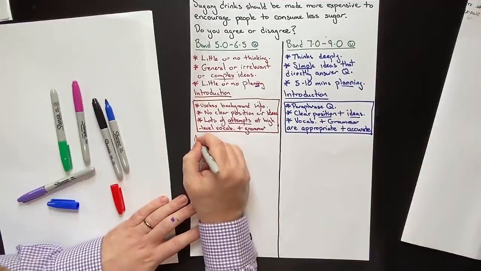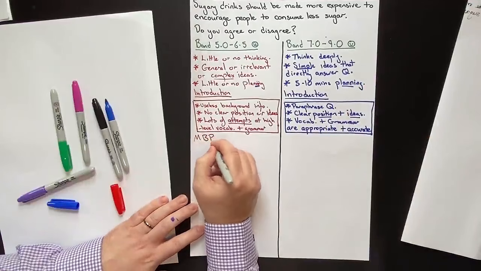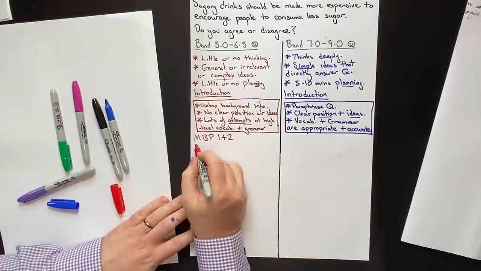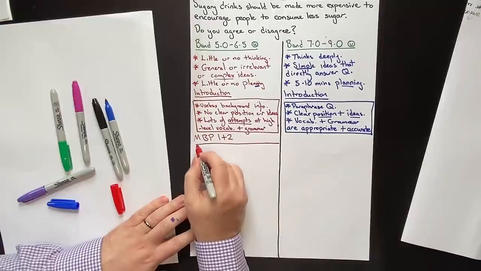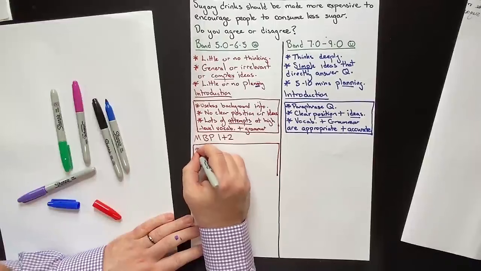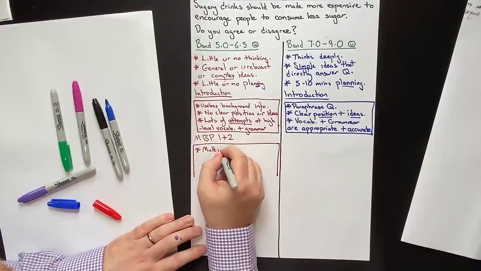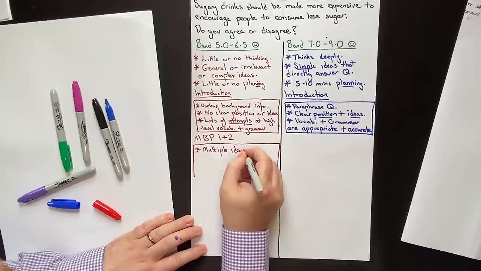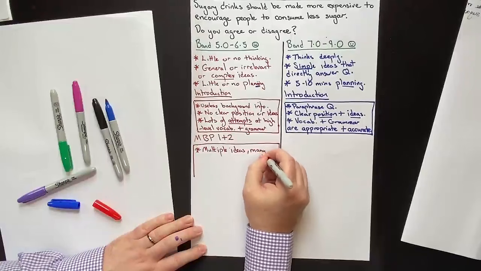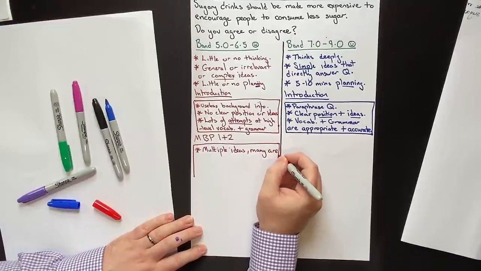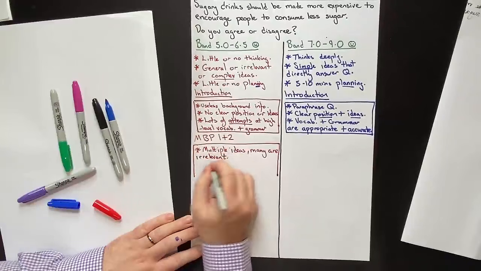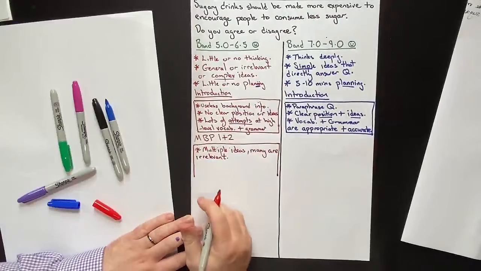So let's move on to the main body paragraphs. MBP, main body paragraphs. Okay, so you're going to have 2 main body paragraphs for this particular type of question. What this student does is they have multiple ideas in one paragraph, and many are irrelevant. By irrelevant, they just do not answer the question.